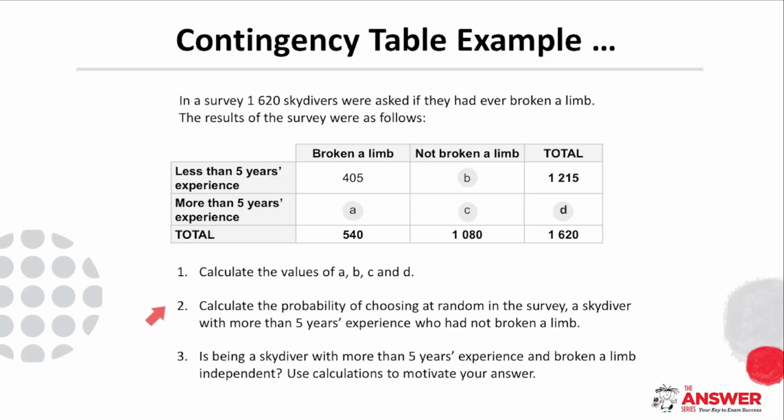Question 2 asks us to calculate the probability of choosing at random in the survey a skydiver with more than 5 years' experience who had not broken a limb. And question 3 asks, is being a skydiver with more than 5 years' experience and broken a limb independent? And we need to use calculations to motivate our answer. If you're feeling up for trying this question on your own first, then pause the video here before moving on to the solution.